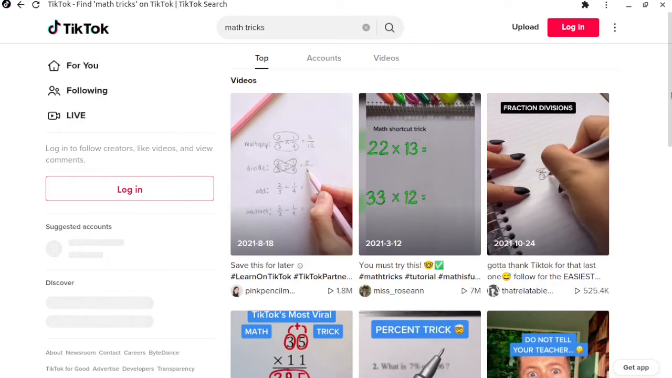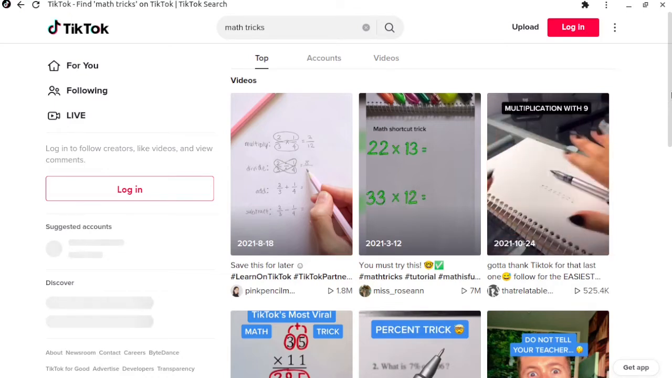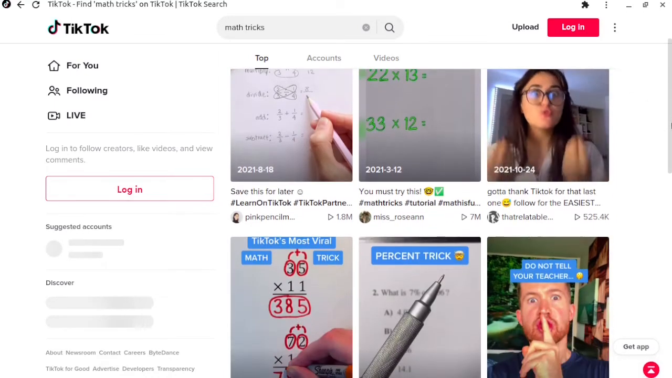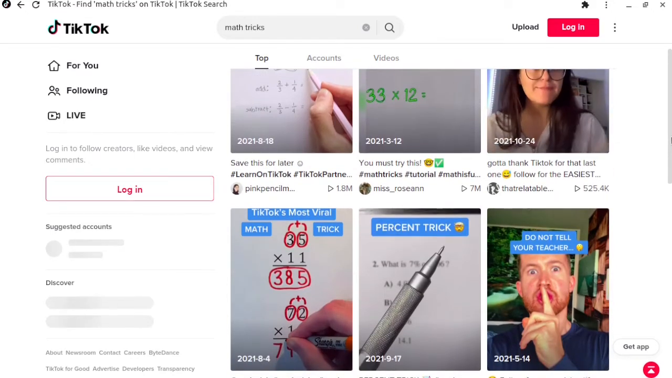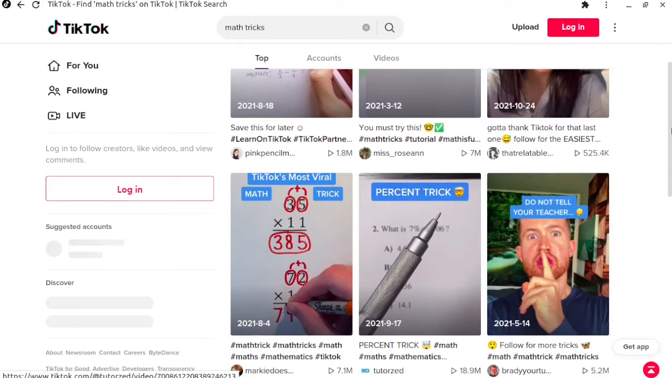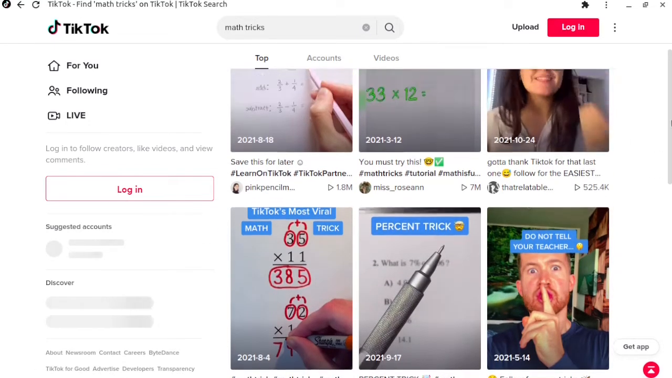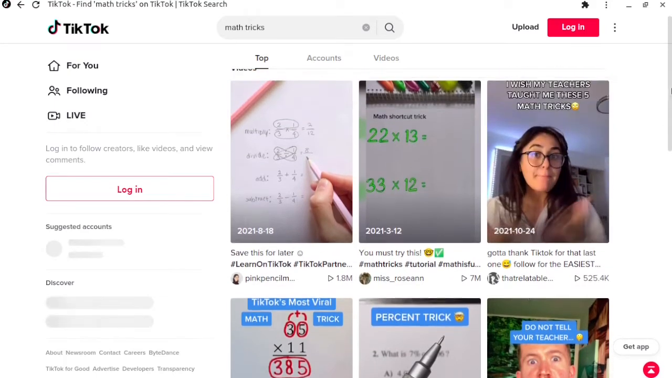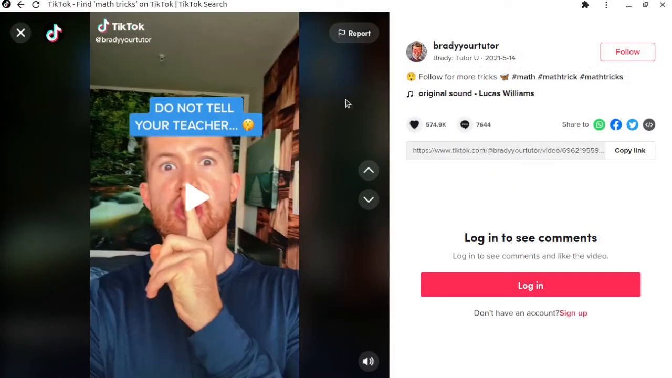I'm going to be really harsh on them and try and rate them on a scale of 10. So I'm going to look at different ones that have been viewed a lot and have got lots of likes. Based on their creativity and effectiveness, and most importantly, how practical these shortcuts and tricks are, I'll be giving them a score. So let's get started. Alright, here's the first TikTok we've got.